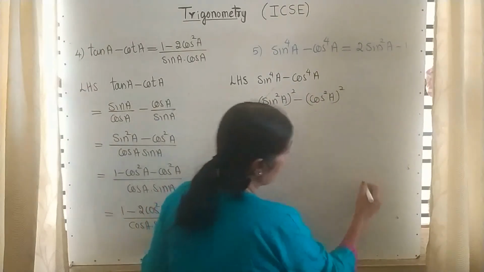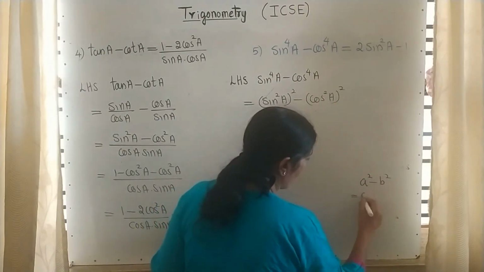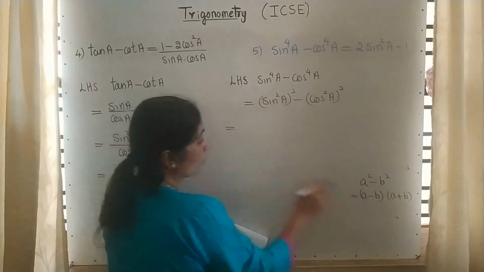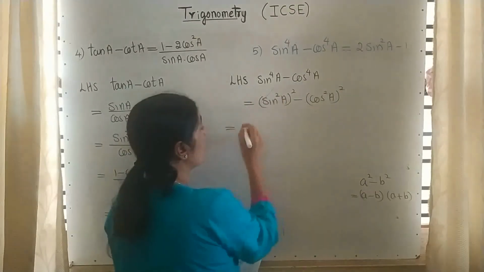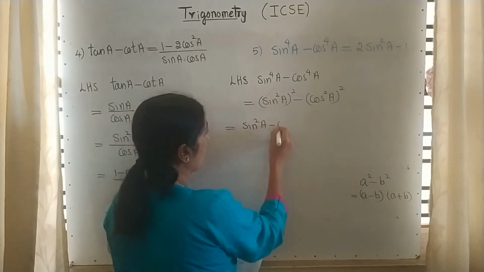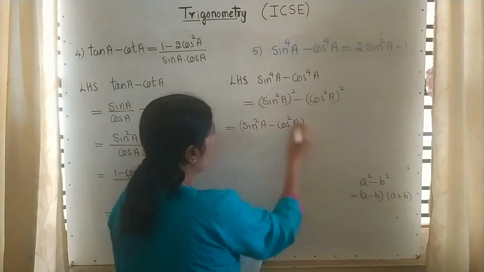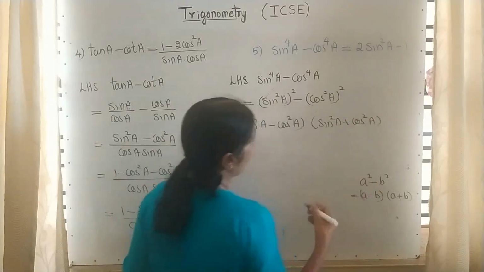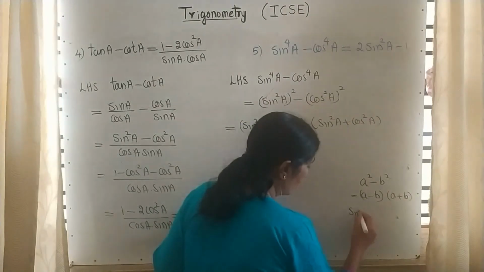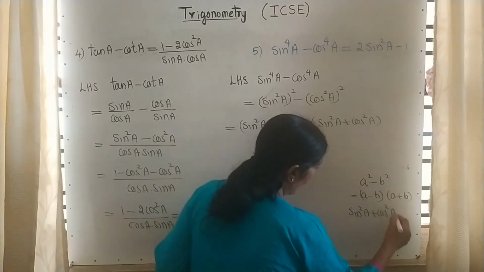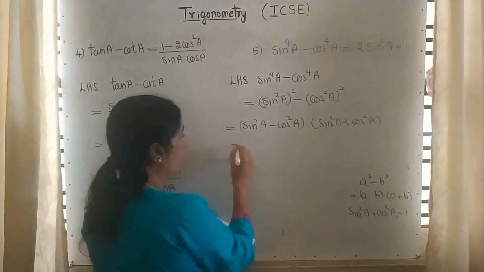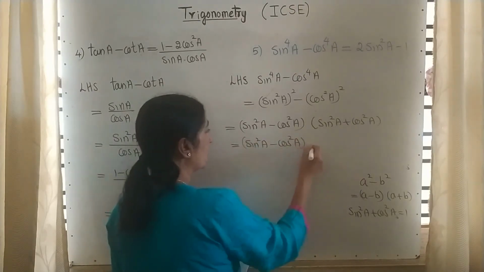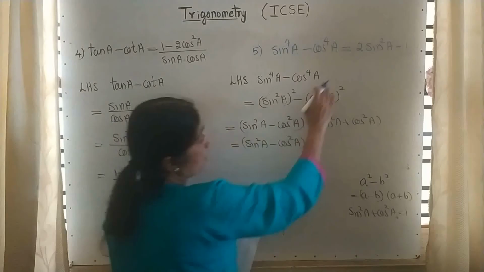When you look at it like this, it is in the form of A square minus B square. That is A minus B, A plus B. In this problem, A is sin square A. So the first bracket is sin square A minus cos square A, and the next bracket is sin square A plus cos square A. But already you are familiar with the formula: sin square A plus cos square A is 1. So in this bracket you have to write 1. Here sin square A minus cos square A is remaining. But see that it is not the required answer.